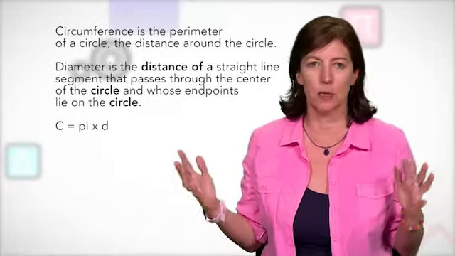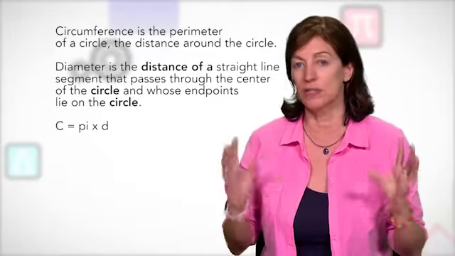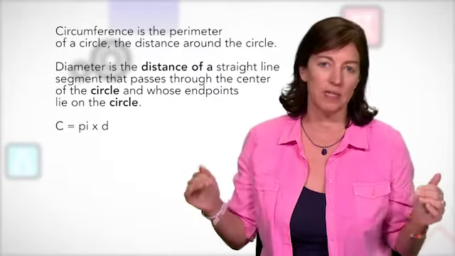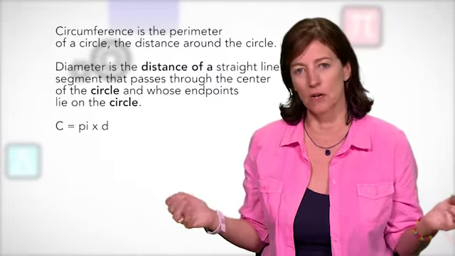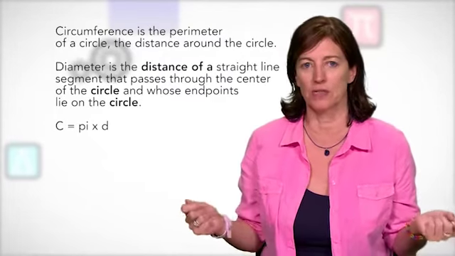You may get lots of examples to work on in math class, but examples are only ever given to illustrate something general, which we can think of as the big idea. So often math problems will look like this. You'll be told something like circumference is the perimeter of a circle, the distance around the circle. Diameter is the distance of a straight line segment that passes through the center of the circle and the endpoints that lie on the circle.